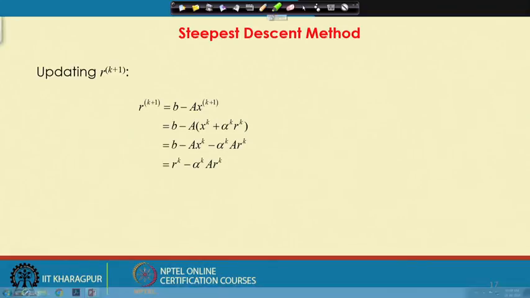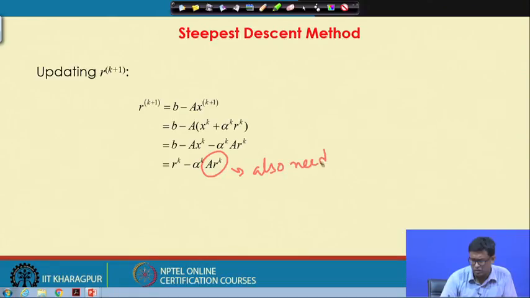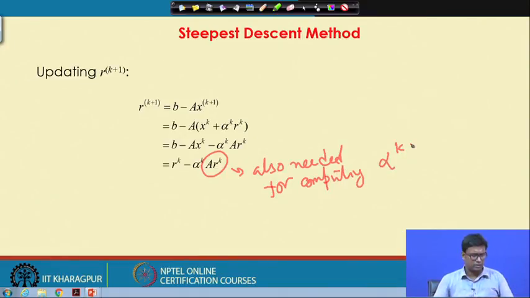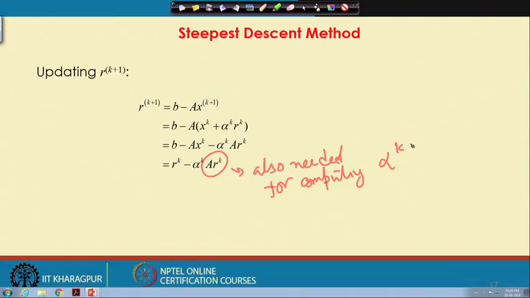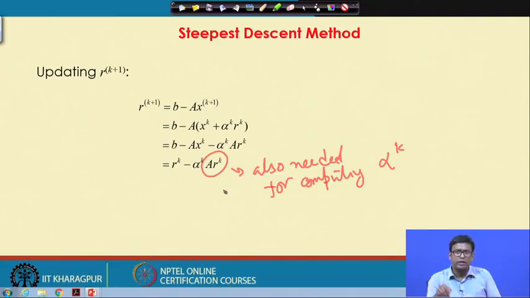We will see that this is also needed for computing alpha k. So, while computing alpha k, we will store A r k and utilize this for updating r k plus 1.